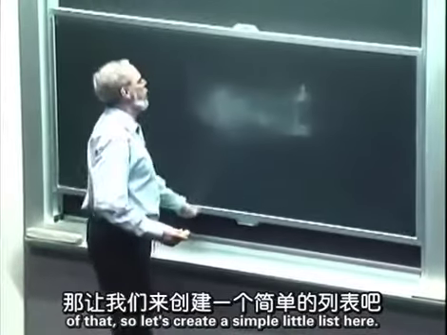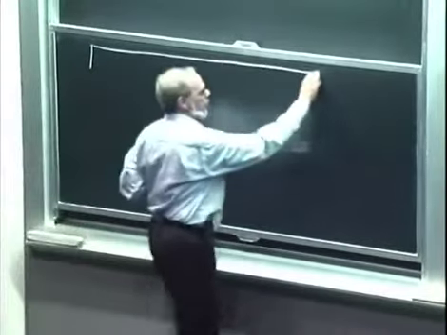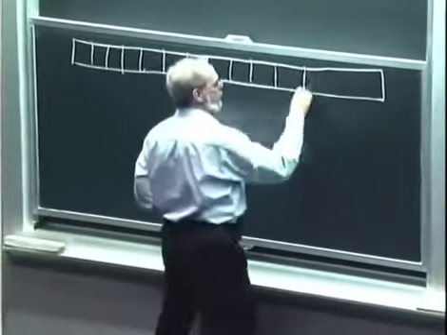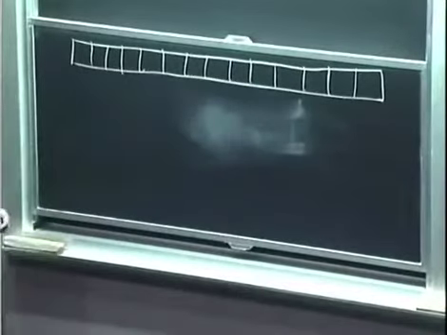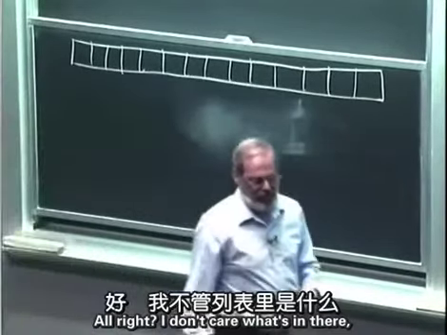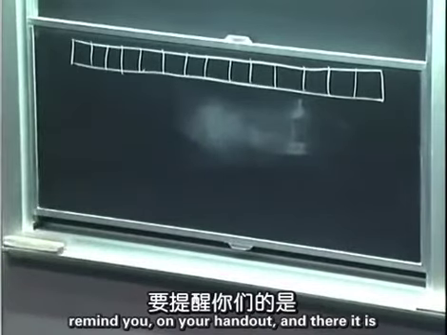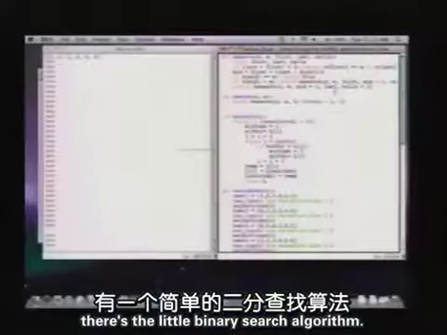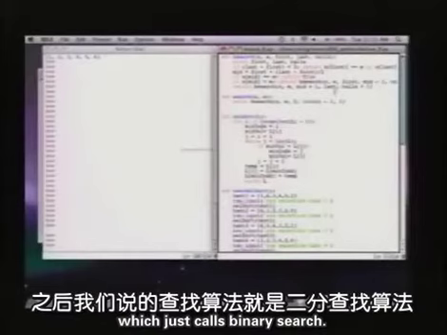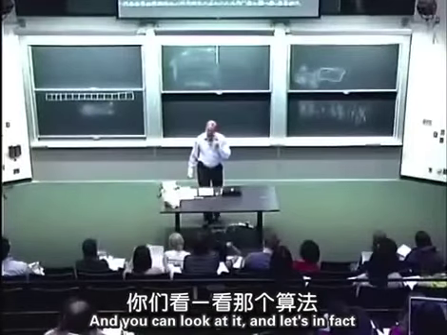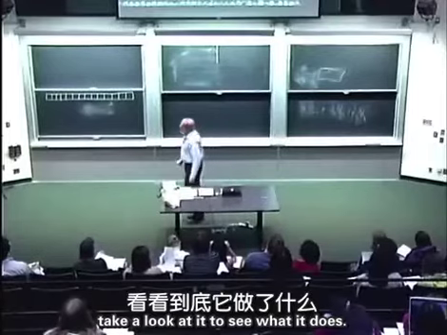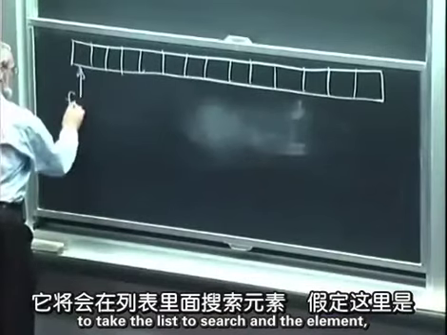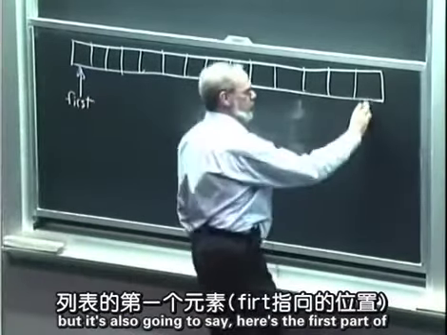So let's create a simple little list here. I don't care what's in there, but just assume that's my list. And just to remind you, on your handout, and there it is on the screen, I'm going to bring it back up, there's the little binary search algorithm. We're going to call search, which just calls binary search. And let's take a look at it to see what it does. We're going to call binary search. It's going to take the list to search in and the element, but it's also going to say, here's the first part of the list.